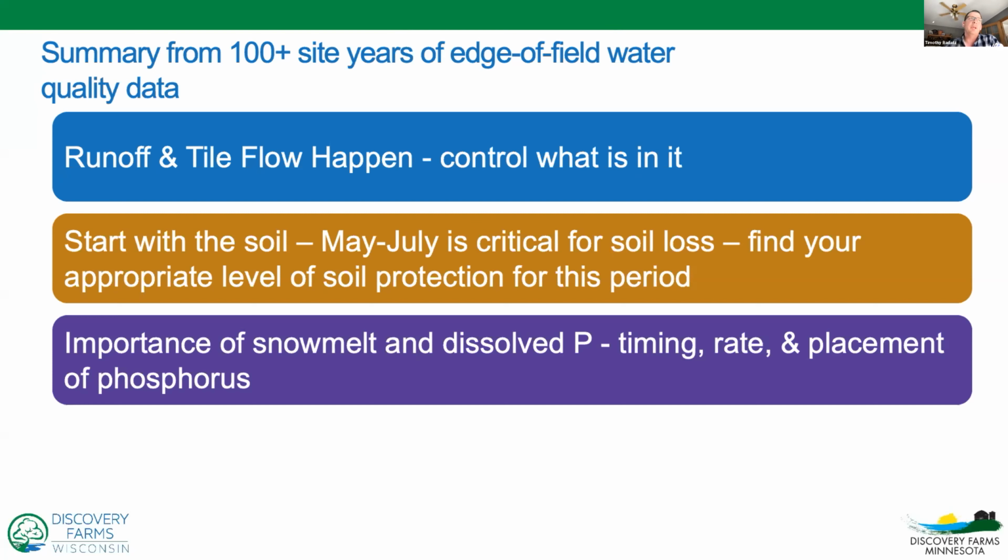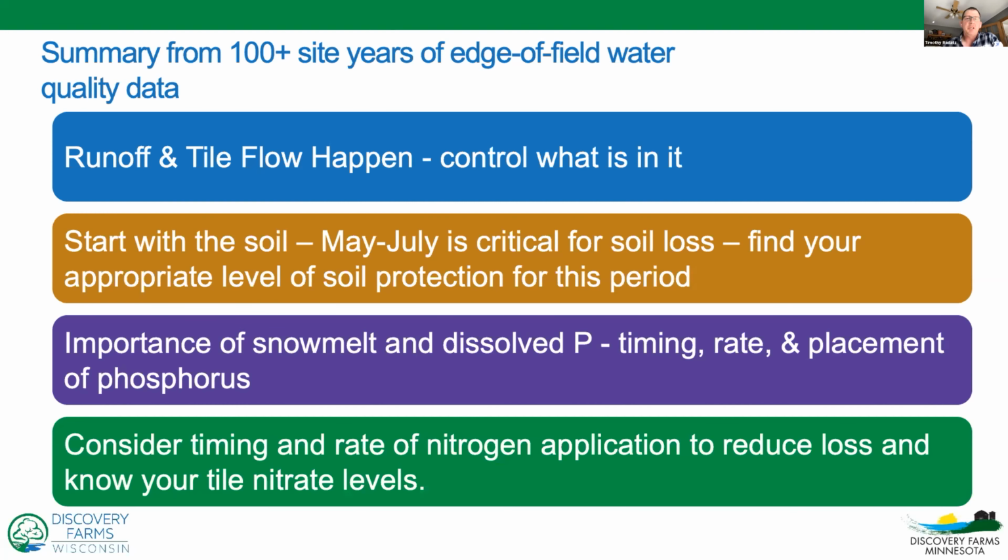Rate of phosphorus application: if we're really increasing our soil test phosphorus levels to a place where we're up around that 50 to 100 parts per million soil test phosphorus level, we see an increase in dissolved phosphorus in our runoff water. And then also placement. Is there a way where we can, in areas that can handle maybe more soil disturbance, place that phosphorus below the soil surface? That is going to give us a better result in terms of dissolved phosphorus losses.